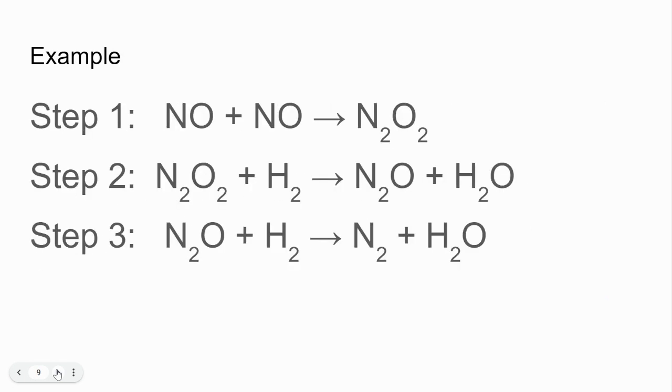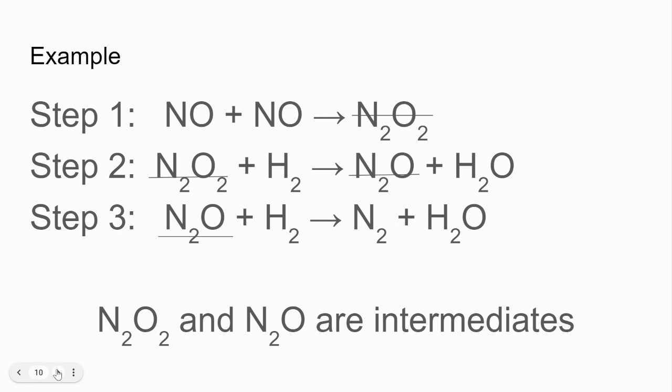Let's take a look at another example. And as we go through this example, we're going to summarize these three steps as an overall equation. And then we are going to identify the intermediates and the catalysts. So the first thing we've got to do is look for substances that we find on both sides of the arrows.